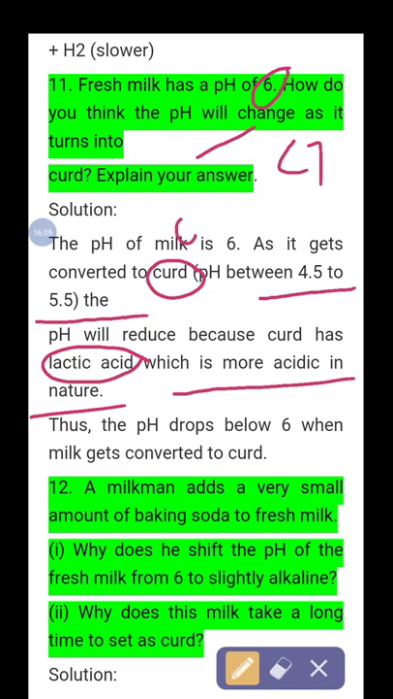When milk is converted into curd, it has lactic acid, which is more acidic in nature, in spite of the small amount of acid present in milk. So it lowers the pH value to between 4.5 and 5.5, and the pH drops below 6.